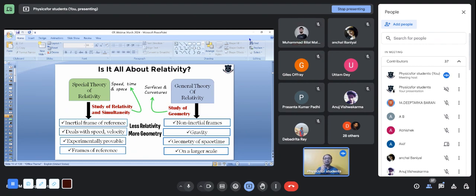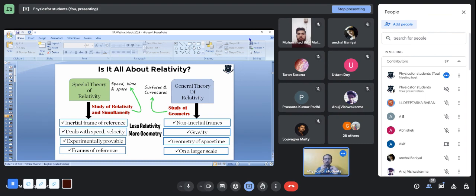It is a study of relativity and simultaneity. That means it talks about speed, time, and space. Do you all agree with me or not? In special relativity, we speak about the speed of light being constant, then there is time dilation, a speed factor, and length contraction. You agree to that? Yes, sir. You see, on the right hand side, what I am talking about is general relativity.